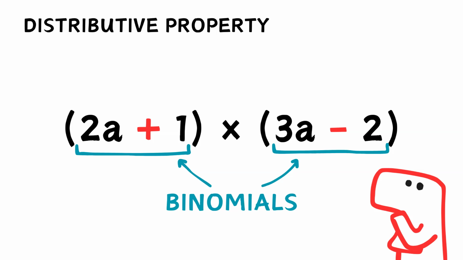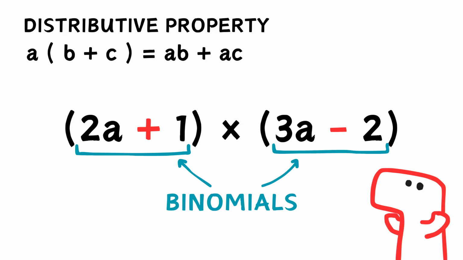distributive law. If you don't know about the 4 basic properties of math, I encourage you to check out this video. The distributive law states that a times (b plus c) in parentheses equals a times b plus a times c. Can this help us with our binomials?